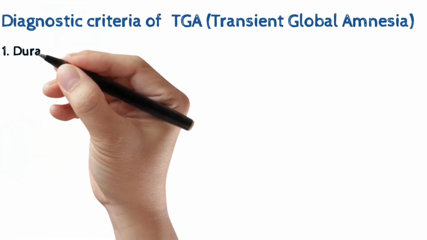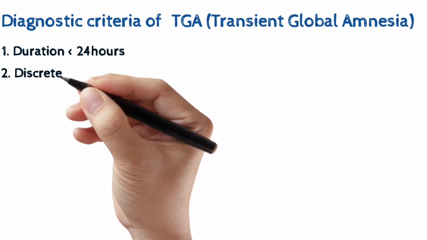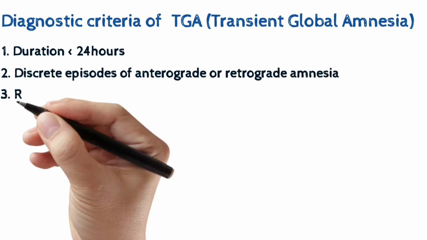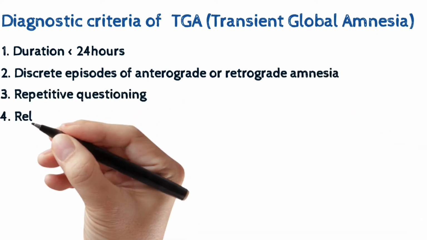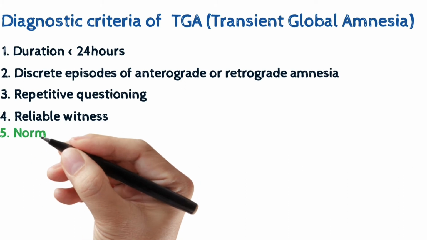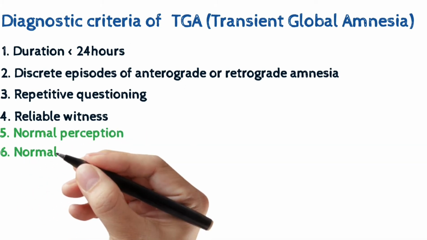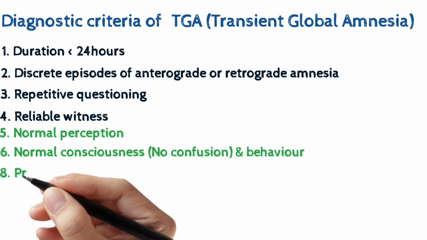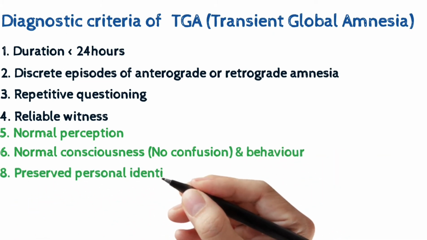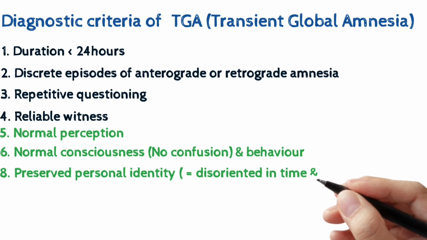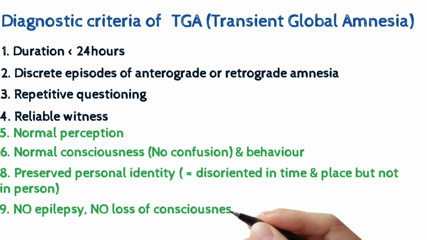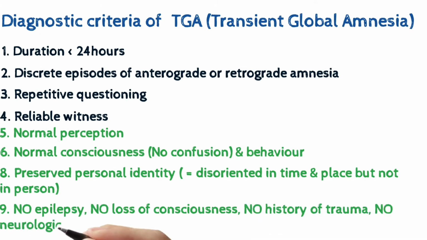Now, what is the diagnostic criteria of TGA? Duration less than 24 hours, discrete episodes of anterograde or retrograde amnesia, repetitive questioning, reliable witness, but normal perception, normal consciousness, there is no confusion, and normal behavior. There is preserved personal identity. That means disoriented in time and place, but not in person. There is no epilepsy, no loss of consciousness, no history of trauma, and no neurological impairment.